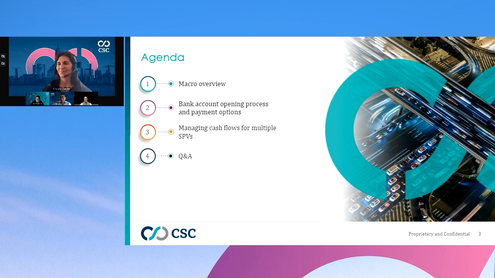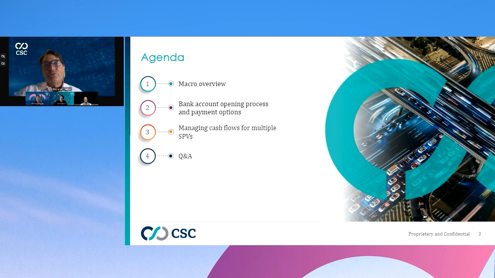So thanks everybody for attending. I thought framing the conversation to begin with might be beneficial. So we've put this brief agenda together and some of the points that we're going to cover. We're going to start with a macro overview, talk about the banking problem regarding bank account opening, the process, and the payment options, managing the cash flows associated with SPVs and some of their underlying assets, some of the operational components of actually managing the cash flows and walk through some of those. We're going to start with the macro overview, and we'll go from there to set off the conversation.